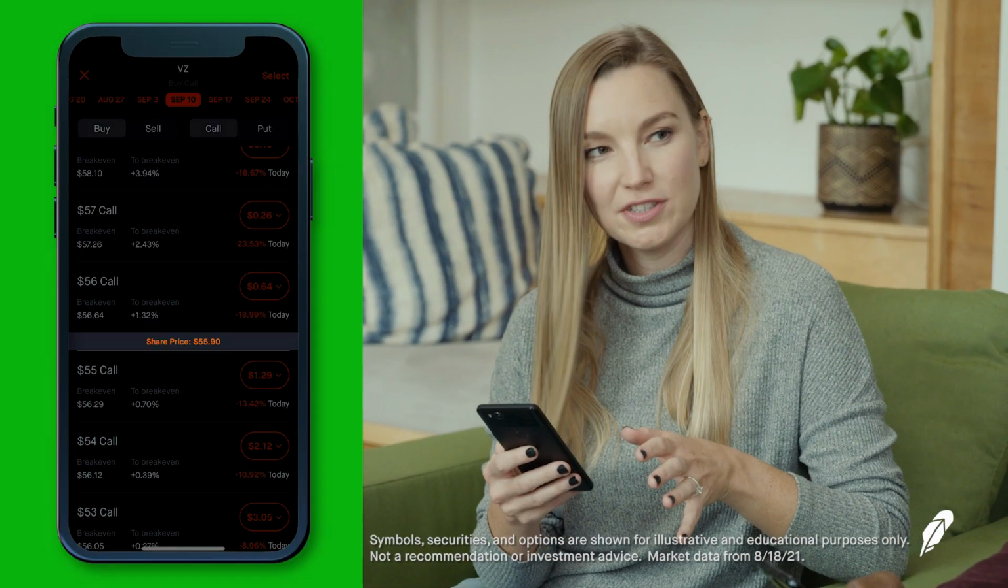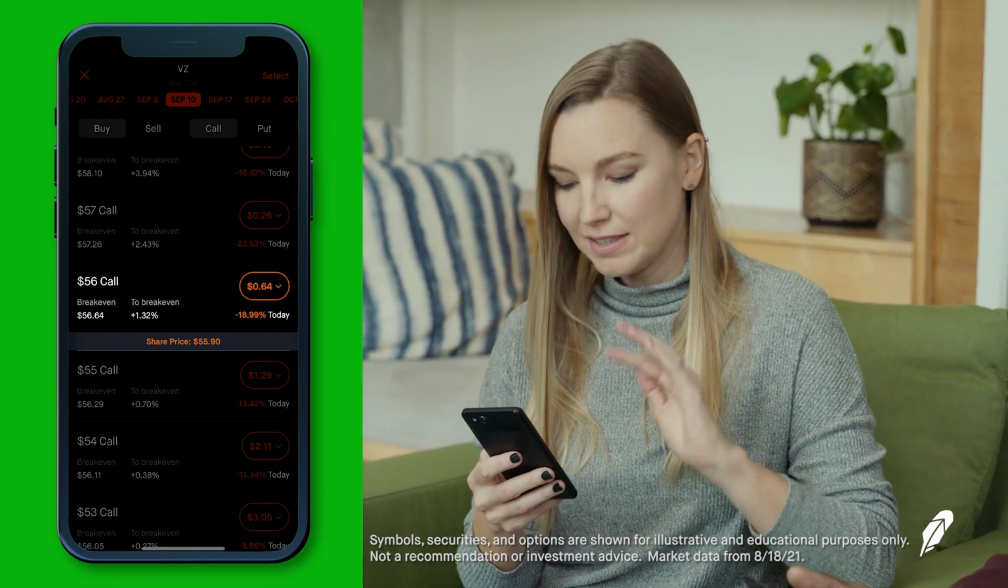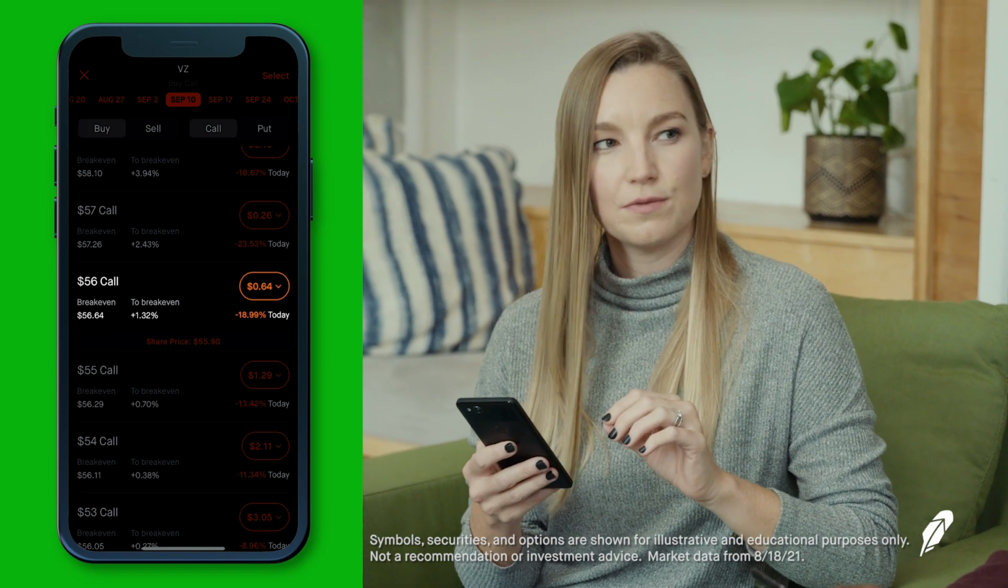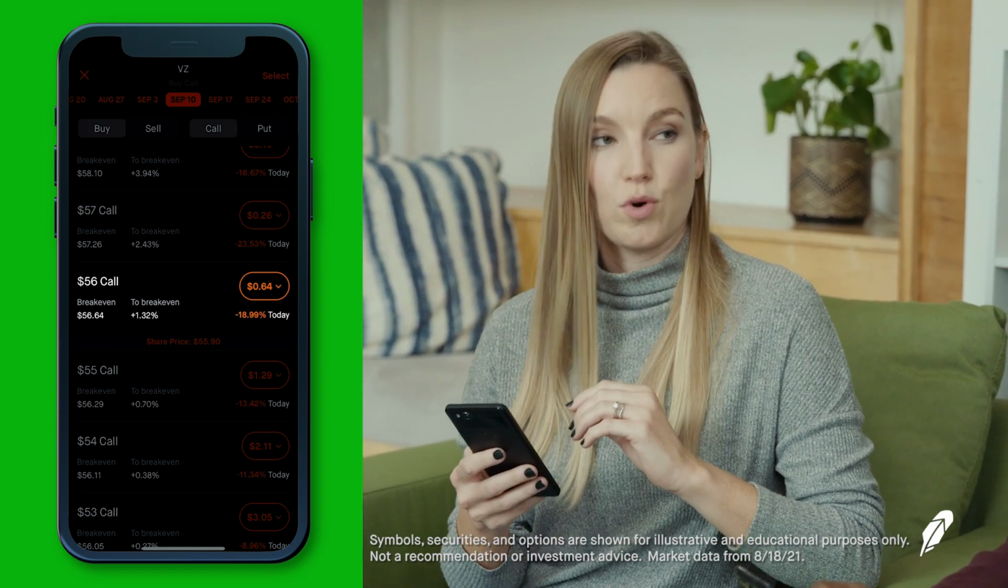So right now, Verizon's trading at about $55.90. So let's take a look at that 56 call. It's kind of right at the money there. So Desiree, why don't you jot down the prices here just so we can refer back to them. So we have that 56 Verizon call. The premium right now is at 64 cents.